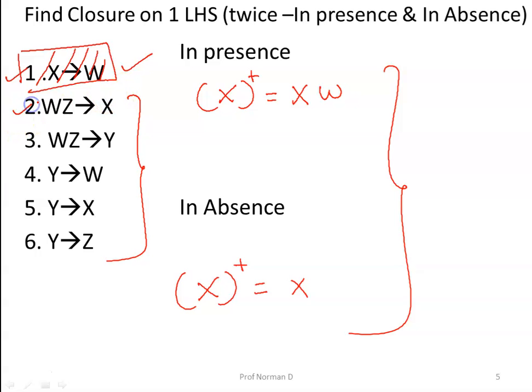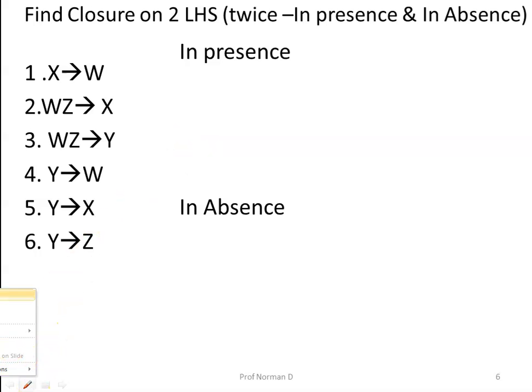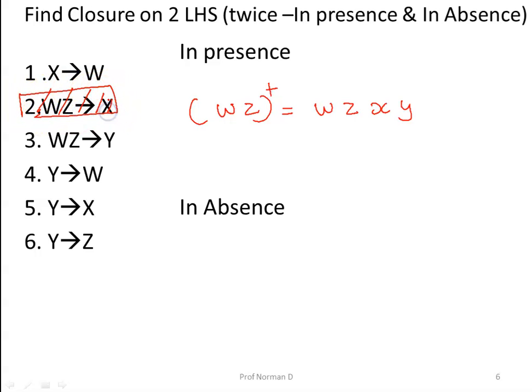We move on to the next FD now: WZ. The closure on WZ is WZXY, and when we avoid this particular functional dependency, the closure will be WZYX. So the presence and the absence of this FD do not give us any different output. That means our conclusion in this case is that FD number 2 is redundant and has to be eliminated. Since it is redundant, it won't be considered anymore in future computations. So we exclude this FD and move on to the third functional dependency.